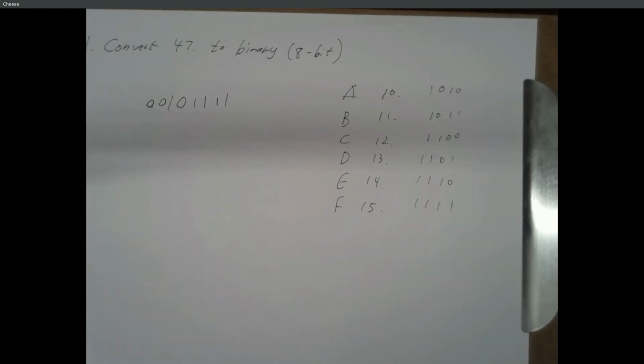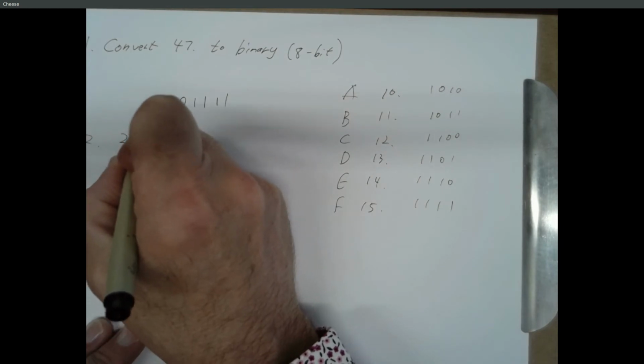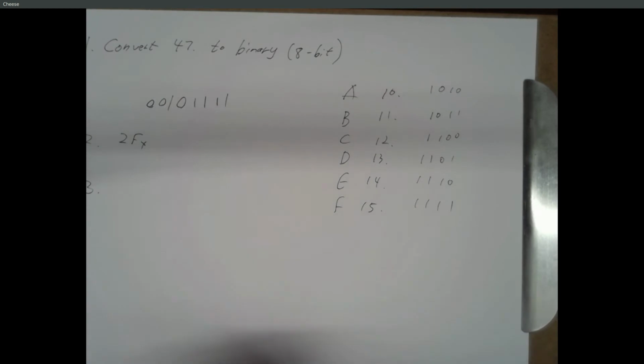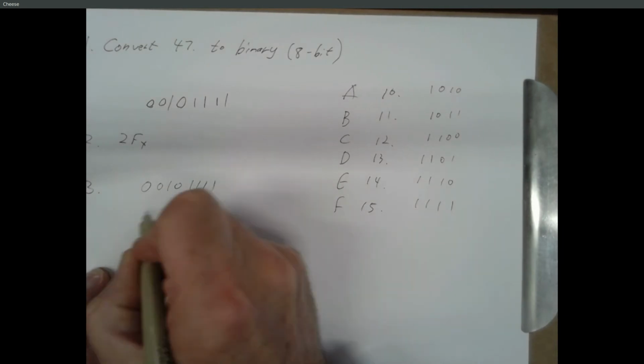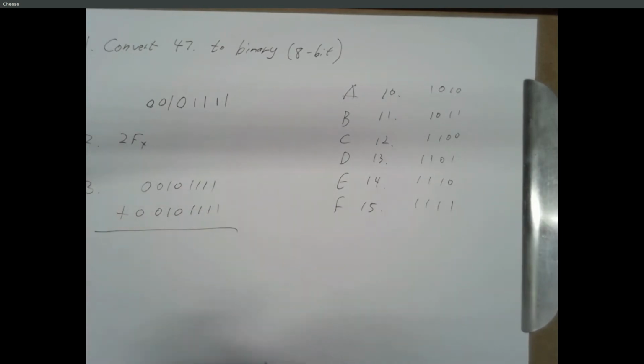So you can find little tables like this or make one for A through F. It's just 10 through 15. And so it's those 6 binary patterns. Okay, so now you've got a binary representation for 47, right? I would like you to do the following arithmetic. Go ahead and add 47 to itself, but do it in binary.